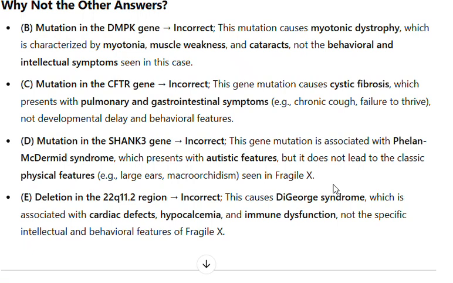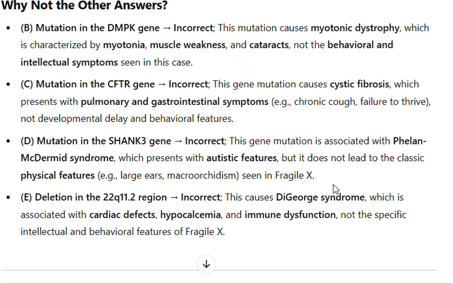D. Mutation in the SHANK3 gene. Incorrect. This gene mutation is associated with Phelan-McDermid syndrome, which presents with autistic features, but it does not lead to the classic physical features, e.g., large ears, macroorchidism seen in Fragile X.